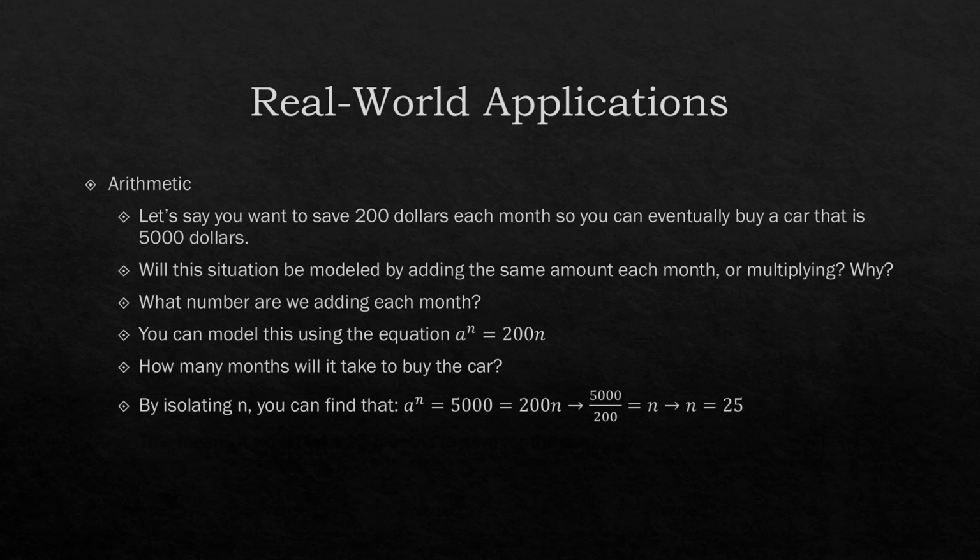We can find this by isolating n. We first know that a sub n, or our final value, is equal to 5,000. We can then set 5,000 equal to 200 times n. We then divide on both sides to get 5,000 divided by 200 equals n. It follows that 5,000 divided by 200 equals 25, or our value n. This means it would take 25 months to save for the car.